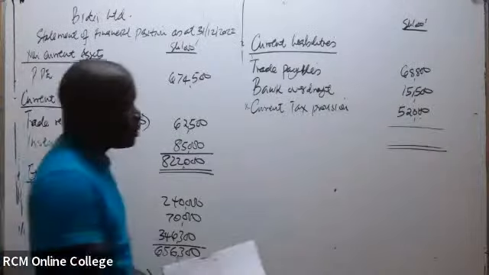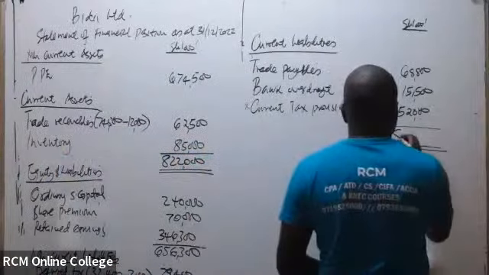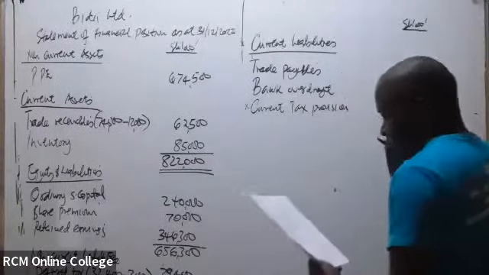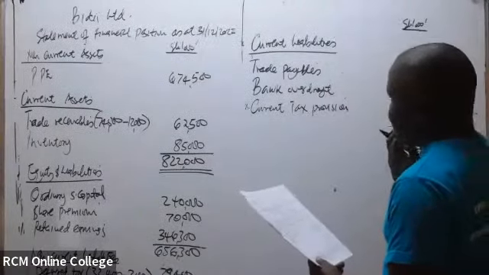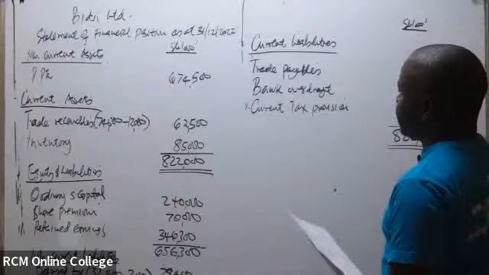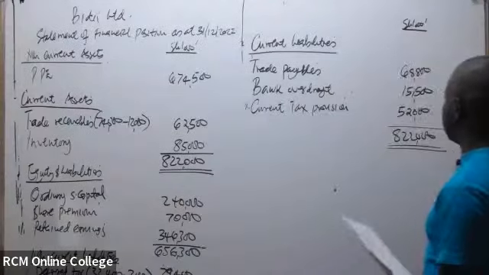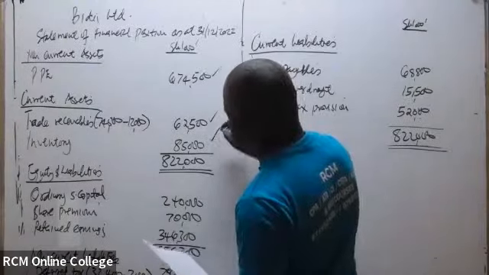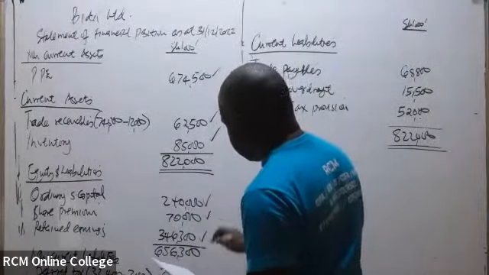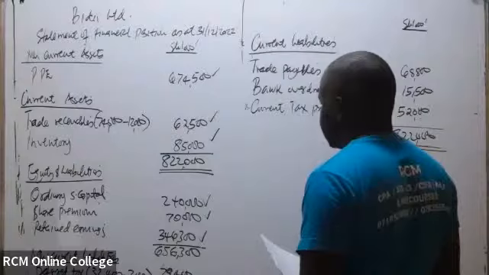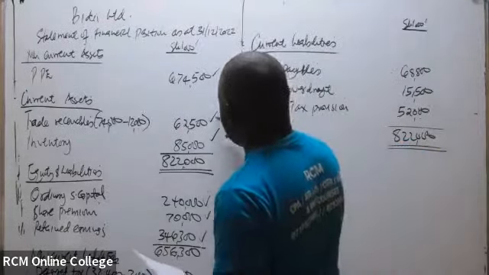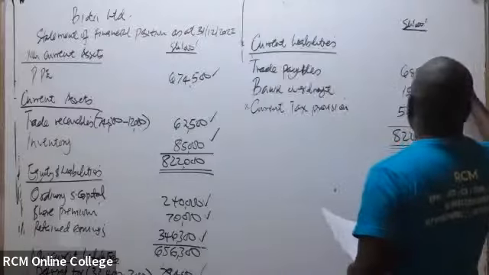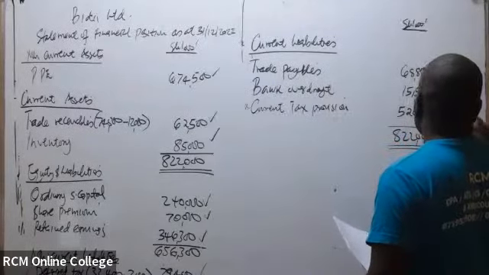$822 million. So that particular statement of financial position was 10 marks. It means for each and every entry you make, you get 1 mark. So 1, 2, 3, 4, 5, 6, 7, 8, 9, 10. Every correct entry you make, you get 1 mark, so you would have gotten 10 marks.